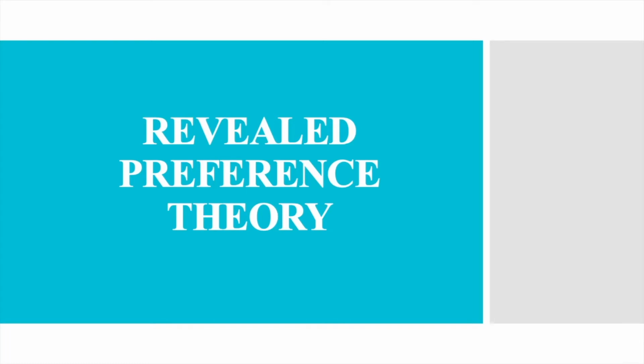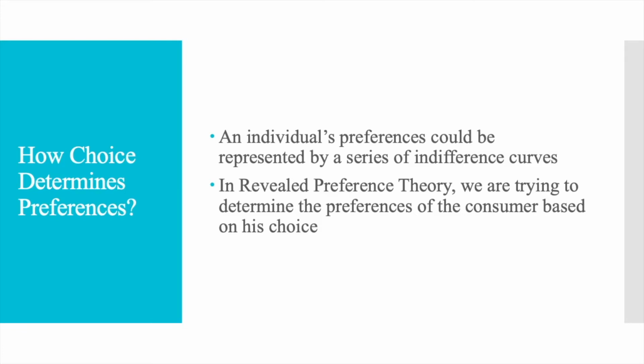Today, we are moving on to revealed preference theory. We saw earlier how an individual's preferences could be represented by a series of indifference curves. And we saw how these preferences, given their budget constraints, determined the choices made by the consumer. In revealed preference theory, we are trying to determine the preferences of the consumer based on his choice.